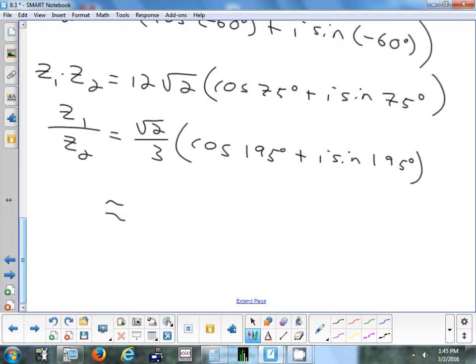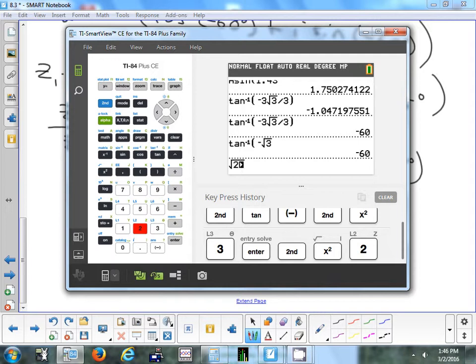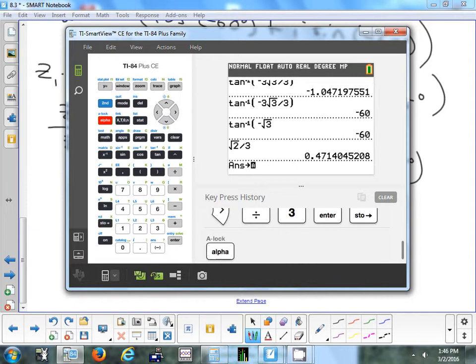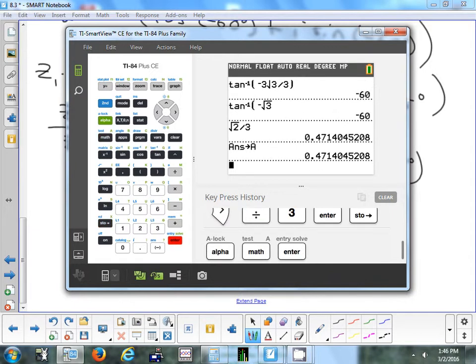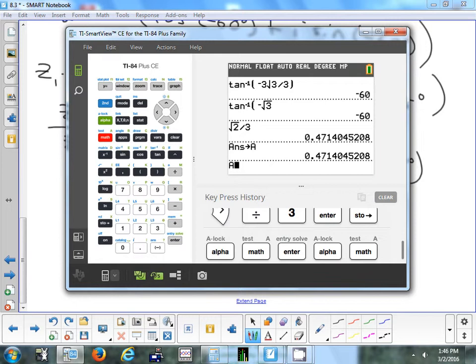All right, so now if they asked you to change it to rectangular, I would find the cosine of 195 and multiply by root 2 over 3, and I'm going to round it off. Let me show you how that works. Take root 2, divide by 3, and I'm going to store that number. I'm going to save it as A. Now I just saved this number. Now I'm going to do A times cosine 195. Again, this is only if they asked you to change it back to rectangular.